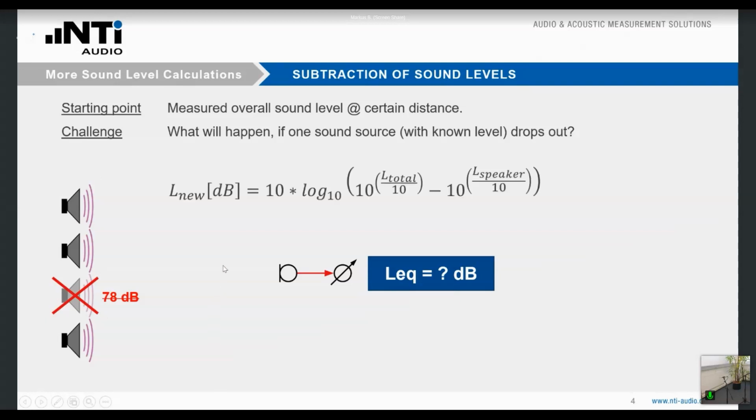And actually, it's the same formula as the one before. We enter the total sound level from the beginning with all speakers being active, and then we just subtract this term where the level of this specific speaker is part of. This way we can calculate the new overall sound level at this position, even without measuring. As an example, same values as before: 85 dB overall level, 78 dB from the specific loudspeaker, and we end up with 84 dB.